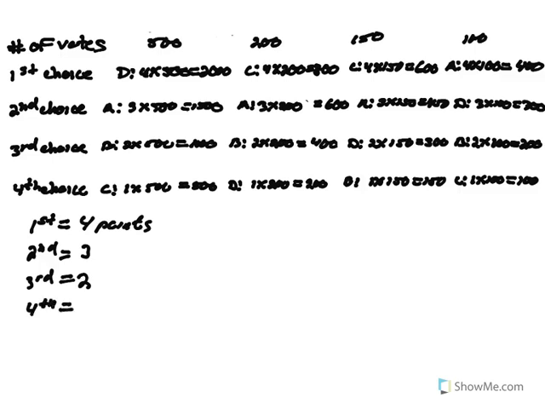Okay, and fourth place is 1 point. Okay? So that's the system we're going to use. Okay, so now the table below shows the points produced by the votes in the preference table.